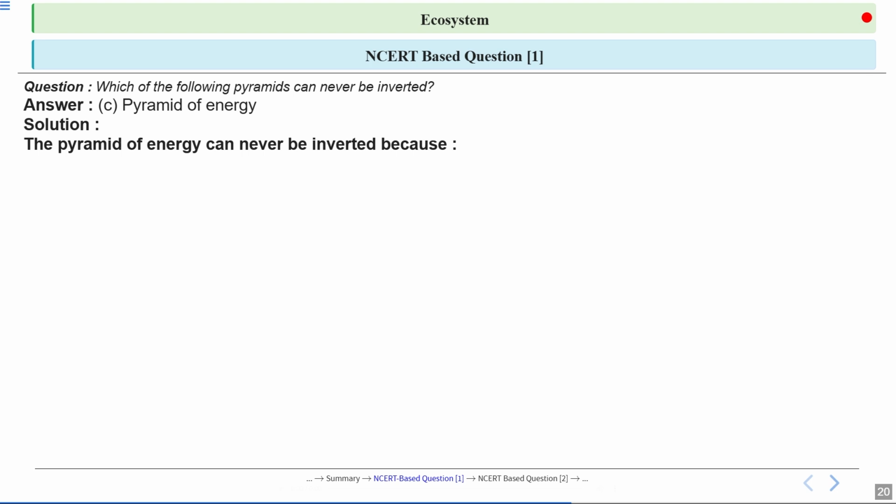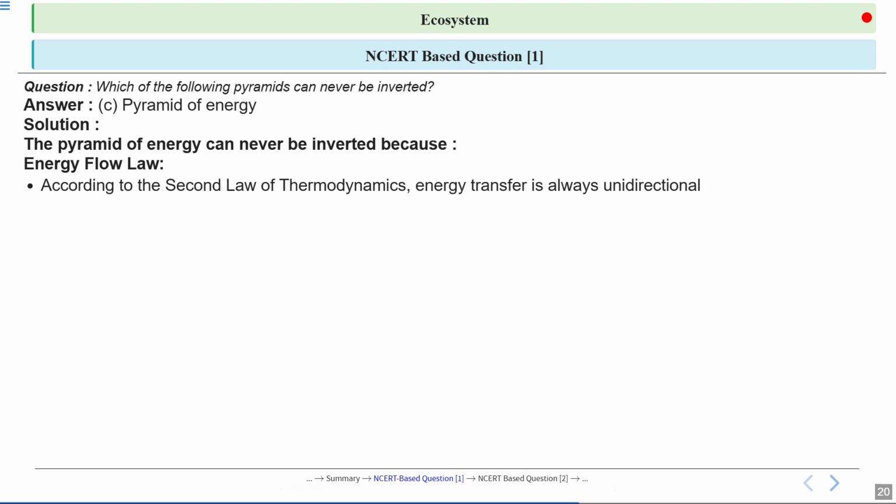The pyramid of energy can never be inverted because of the energy flow law. Energy flows in only one direction. It starts from the sun. The plants capture the sunlight, and then plants do photosynthesis and produce biomass. Then this energy is transferred to the primary consumers, then to the secondary consumers, and then to the tertiary consumers.